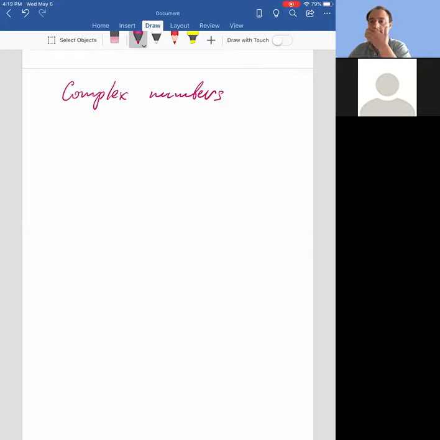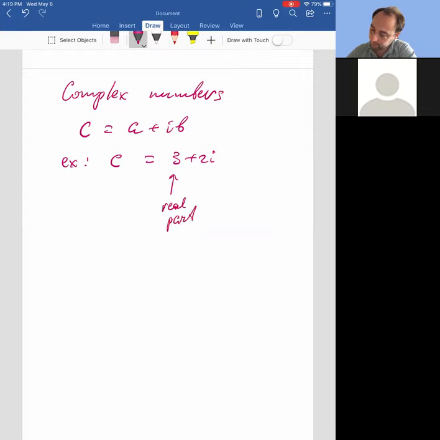They are made up of a pair of real numbers. C equals A plus IB. For example, complex number C equals 3 plus 2I. This is called a real part, and this is called imaginary part.